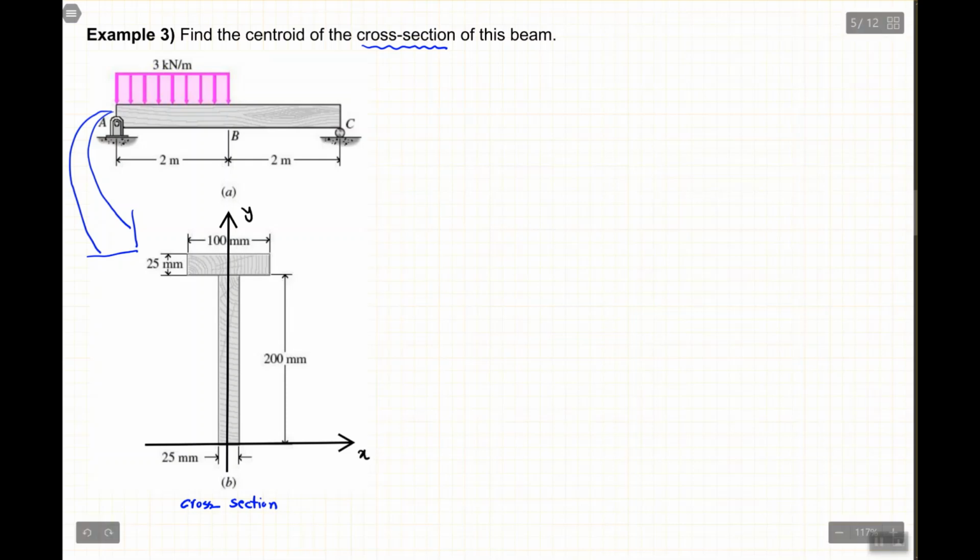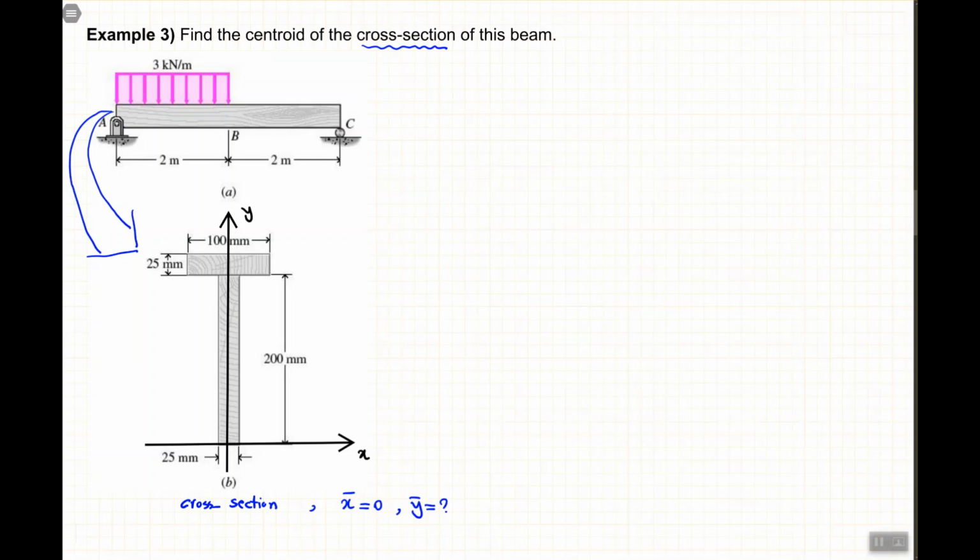But why did I pick that one? Because it is intuitive to think that the centroid of this T-shaped area must be somewhere on this line, right? We don't know where it is, but it must be on this line because it's symmetric. So if it has to be on this line, then already I know that x bar must be 0. So I don't need to calculate x bar. All I need to do is just calculate y bar.